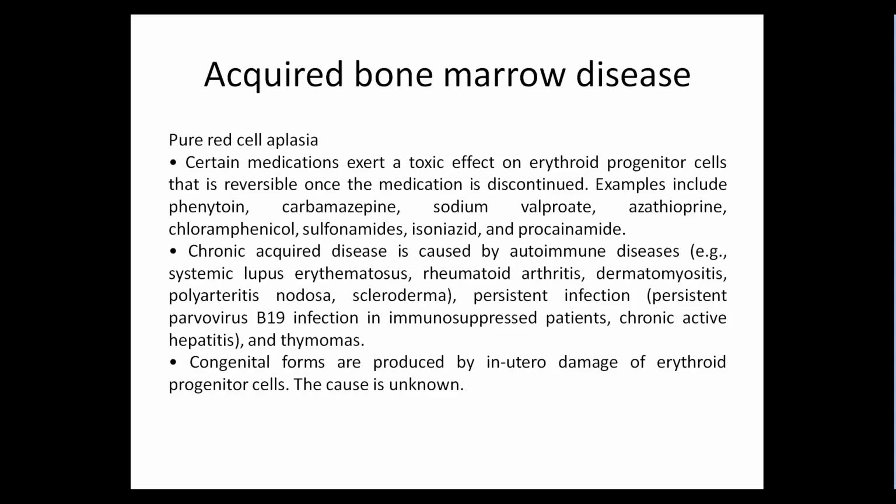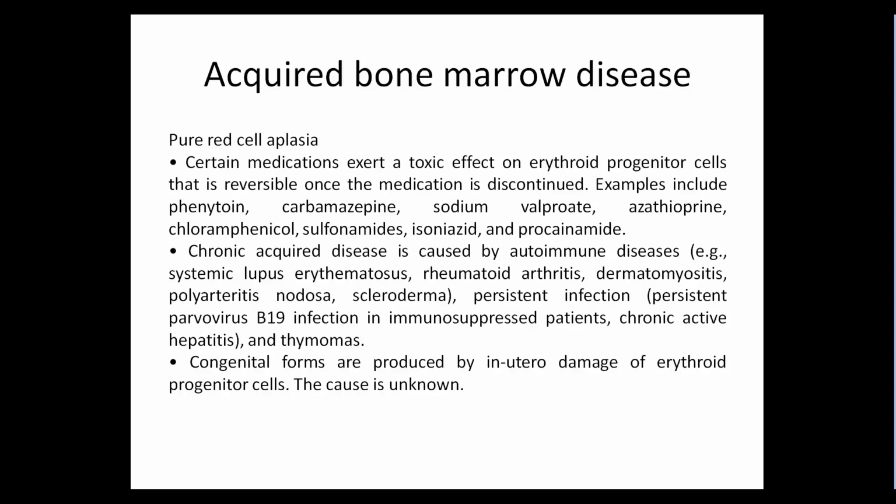Certain medications exert a toxic effect on erythroid progenitor cells that is reversible once the medication is discontinued. Examples include phenytoin, carbamazepine, sodium valproate, azathioprine, chloramphenicol, sulfonamides, isoniazid, and procainamide. Chronic acquired disease is caused by autoimmune disease, for example, systemic lupus erythematosus, rheumatoid arthritis, dermatomyositis, polyarteritis nodosa, scleroderma.